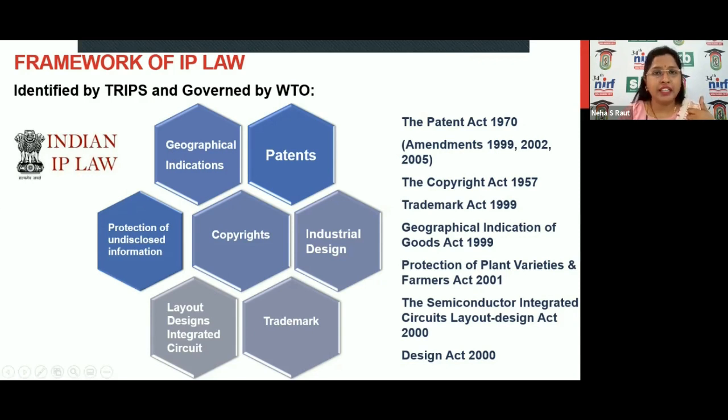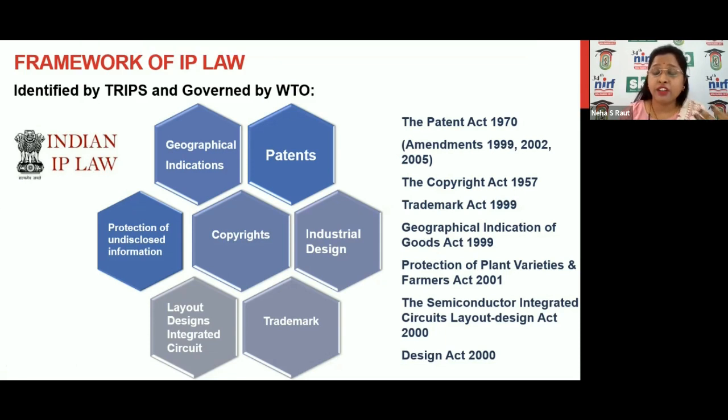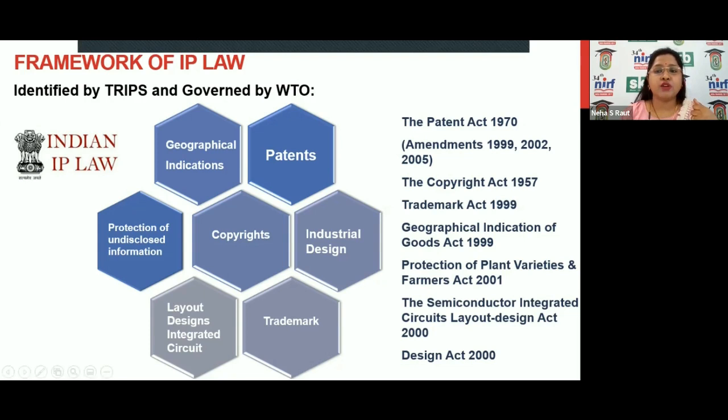Then come geographical indications. Most of you are from Nagpur, right? We have Nagpur oranges, and this is a geographical indication, and because of it, Nagpur is also getting economic significance after exporting these Nagpur oranges outside. So this is again an IP which benefits us. It is protected under the Geographical Indication of Goods Act 1999. Similarly, we have the Protection of Plant Varieties and Farmers Act 2001, where we can protect hybrid or biotechnology products; plant varieties we can protect under this act.